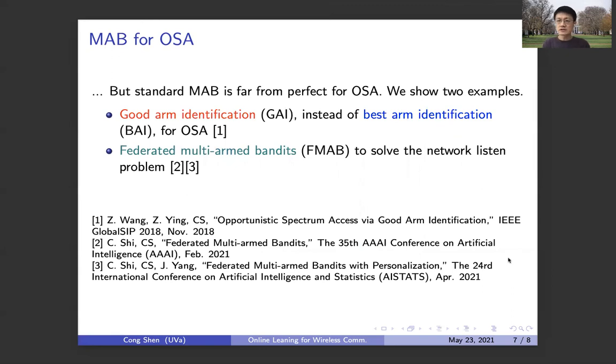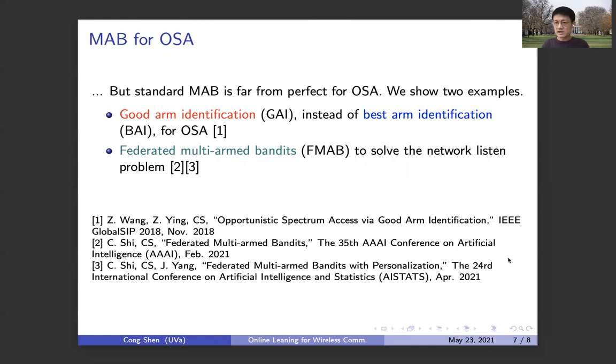As I mentioned before, we can apply bandit algorithms to engineering problems, but often standard MAB cannot be directly applied, or is not a perfect match. Why? Because comm problems have their own constraints and objectives. They sometimes do not match what standard MAB aims to solve.